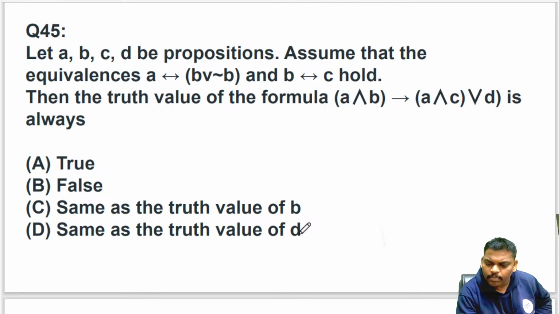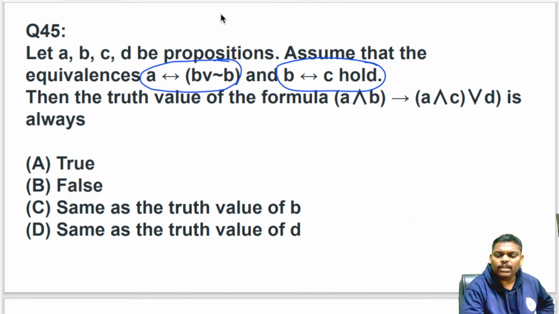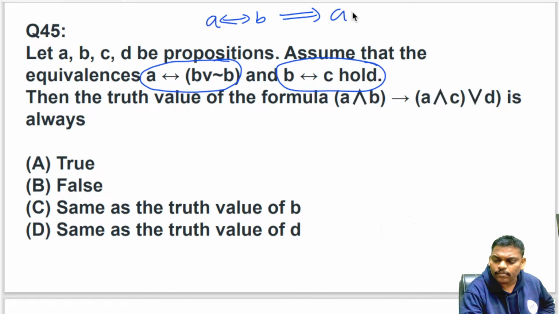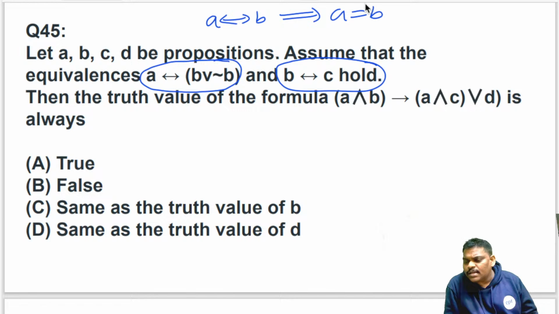So remember, listen. In question number 45, it is a double implication. Double implication means both are equal. You remember, right? A double implies B means both are equal. A implies B, I cannot say A is equal to B. A double implies B, then both are equal.